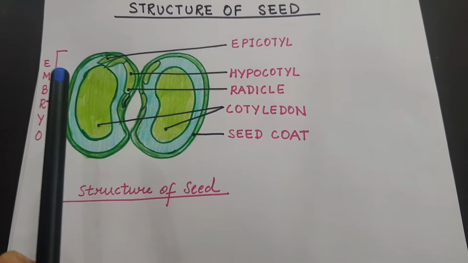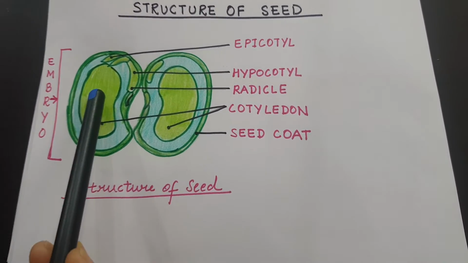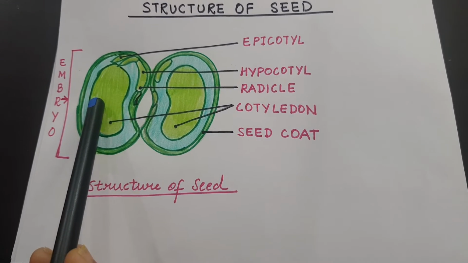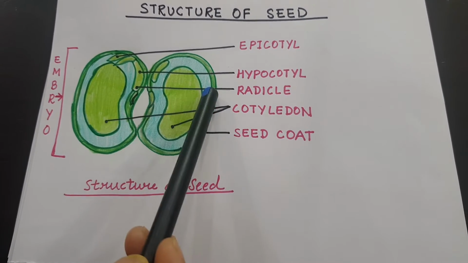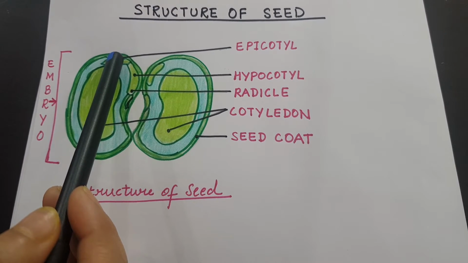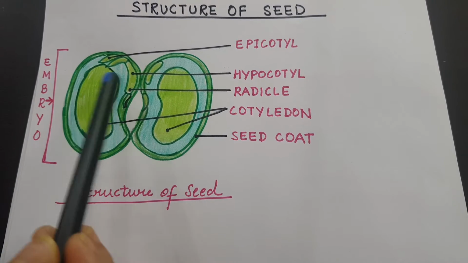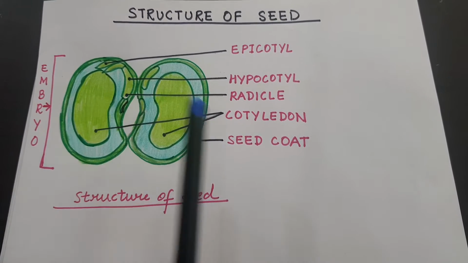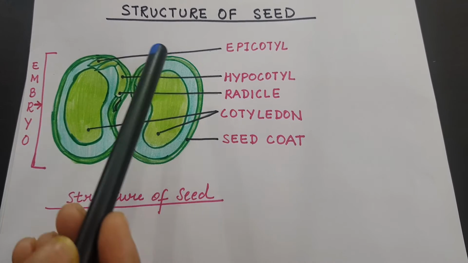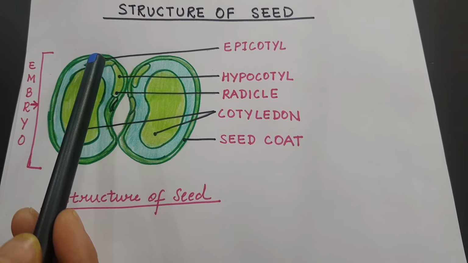Now let us talk about the embryo. Embryo is the baby plant that is inside this seed. The baby embryo uses this cotyledon to grow its root and leaves. This is called the radicle, and this epicotyl is there. It grows into the shoot. The embryo enclosed in the seed has two main parts, that is plumule and the radicle. This radicle grows into root, and the plumule, this is epicotyl, grows into shoot.